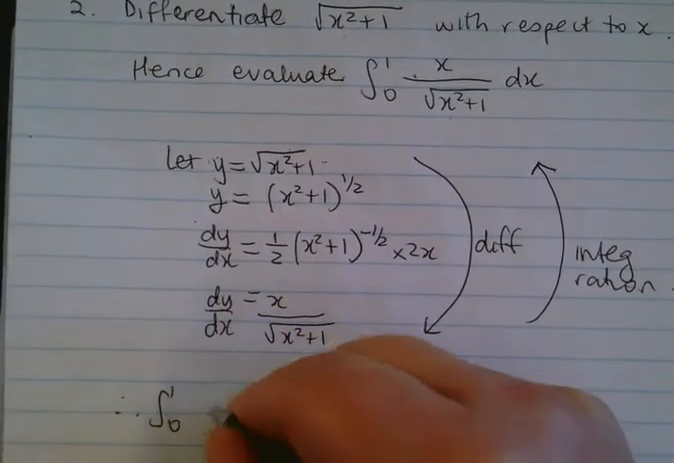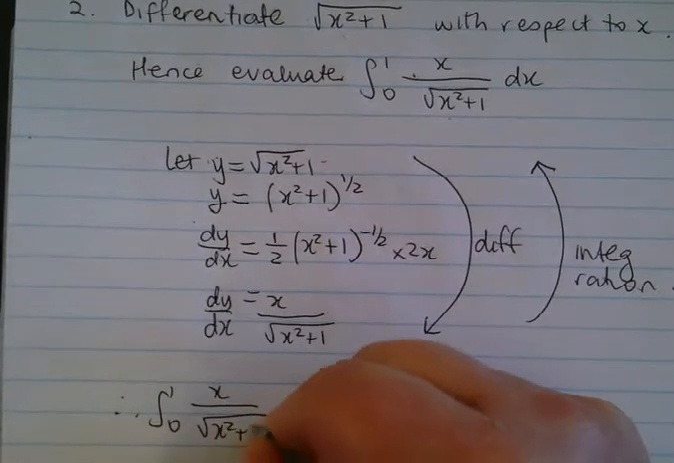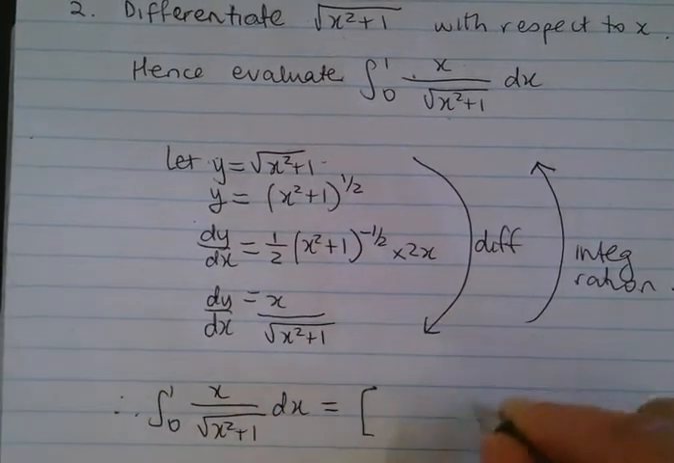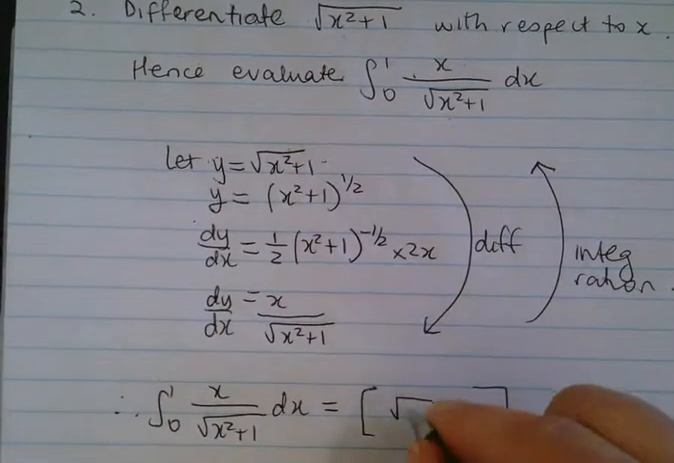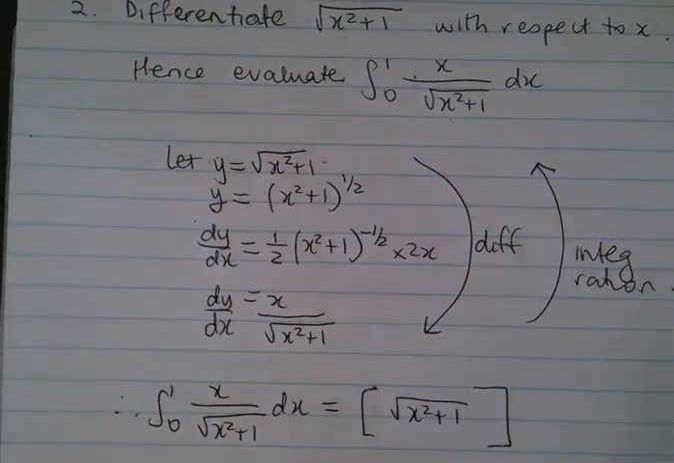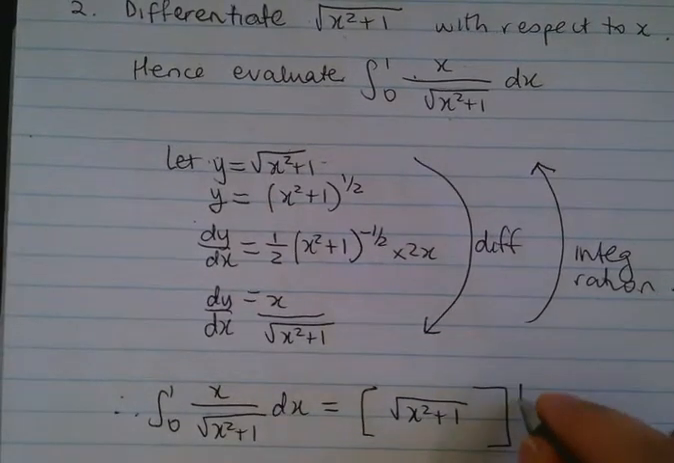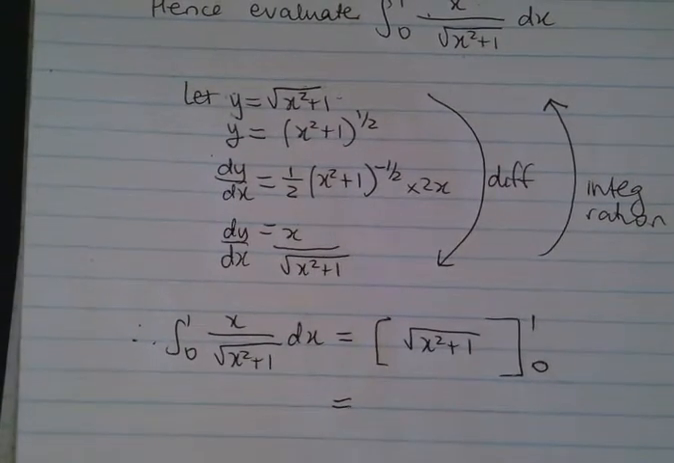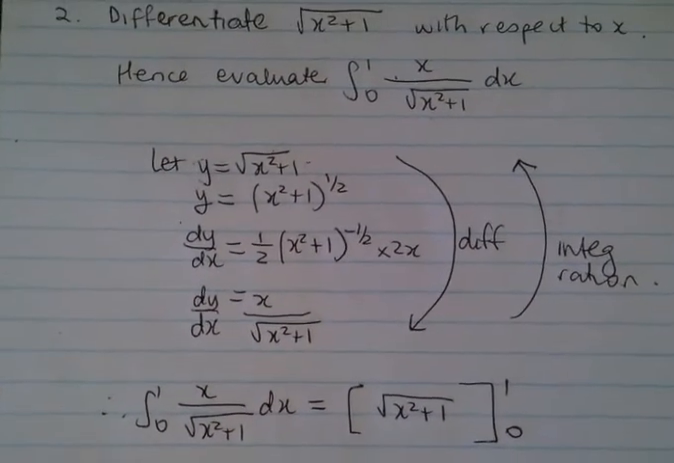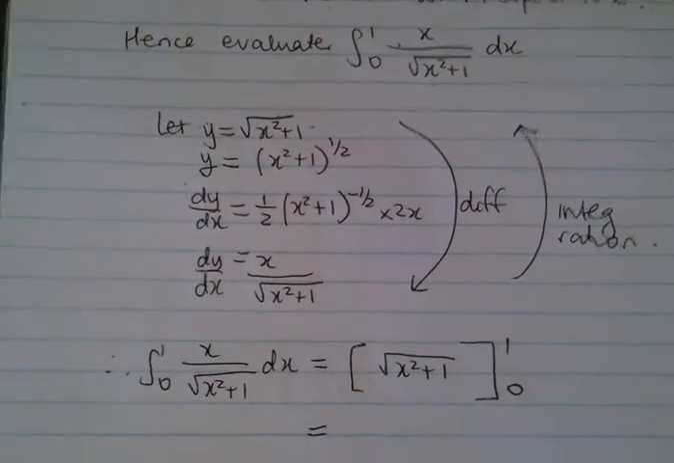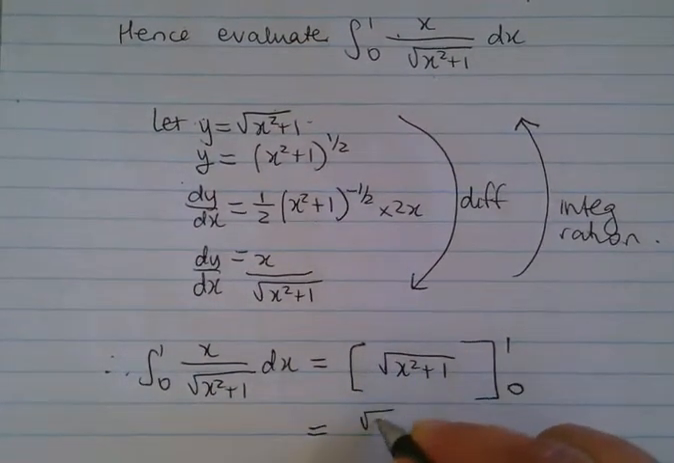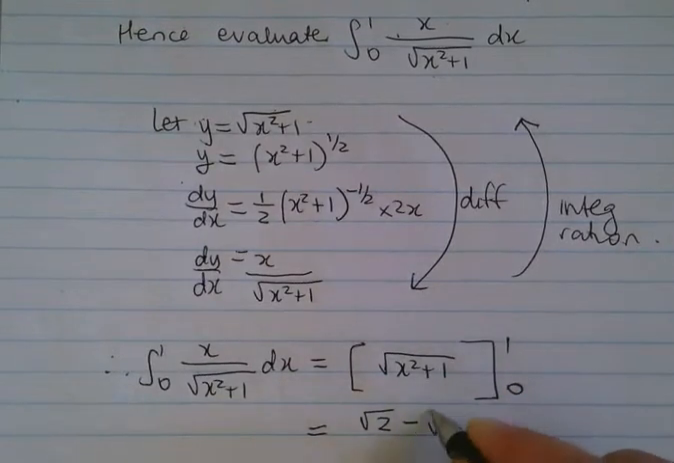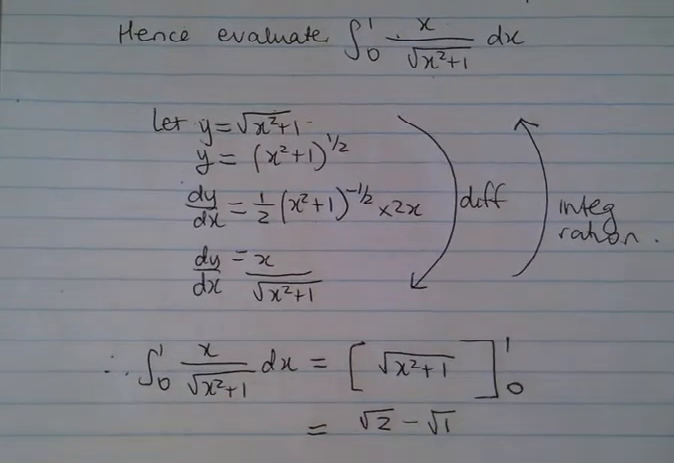Therefore, the integral between 1 and 0 of that is, well, I know how to integrate that. I just get the square root of x squared plus 1, between the values of 1 and 0. We good? Do you get it? Do you see why they're posing the question the way they do? Which is the square root of 1 plus 1, which is 2, minus the square root of 0 plus 1, which is 1. Now that's an exact answer. You cannot simplify that.